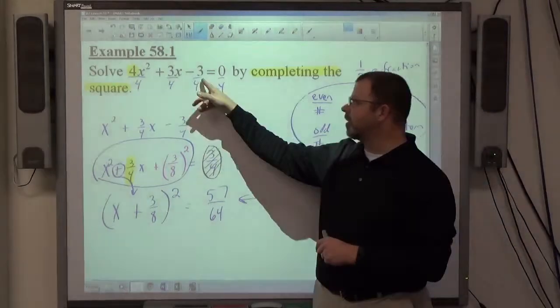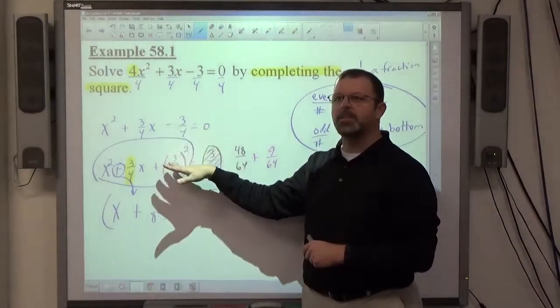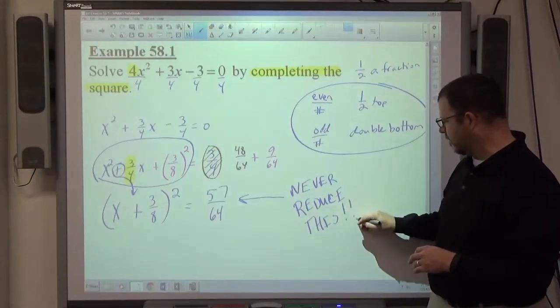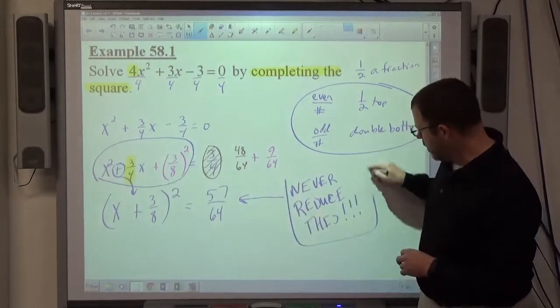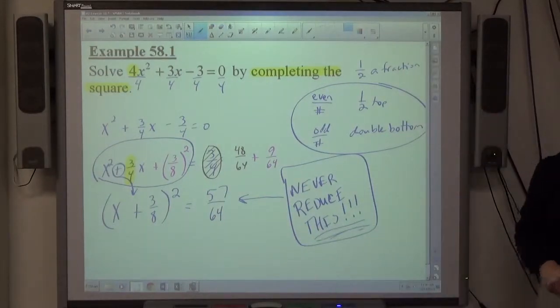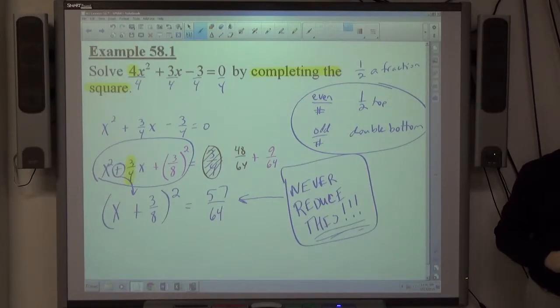If you want to reduce up in this step or this step, that's fine. Even in this step, that's fine. Never, ever reduce this. Exclamation point, exclamation point, exclamation point. Box around it, underlined several times. There we go. Never reduce that. Ever.